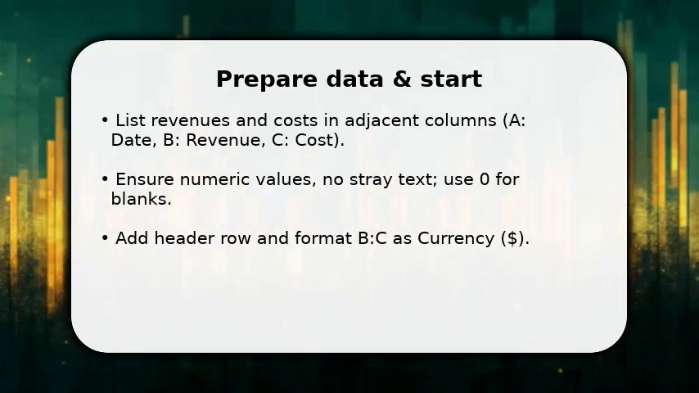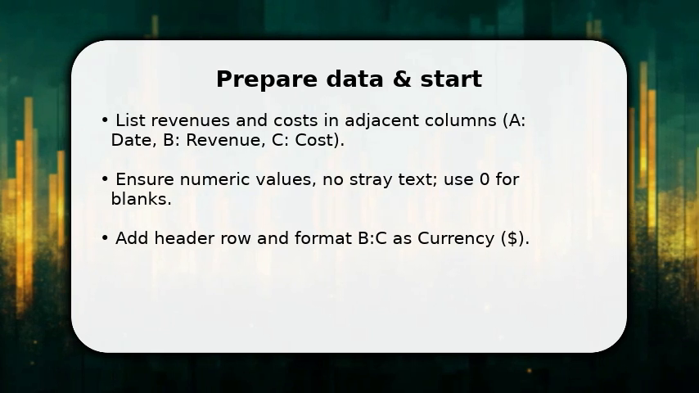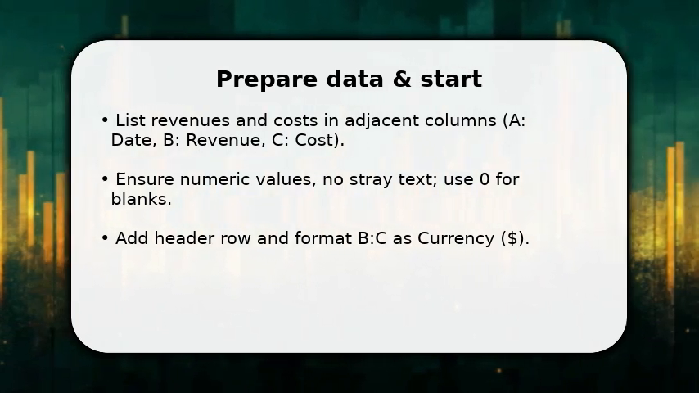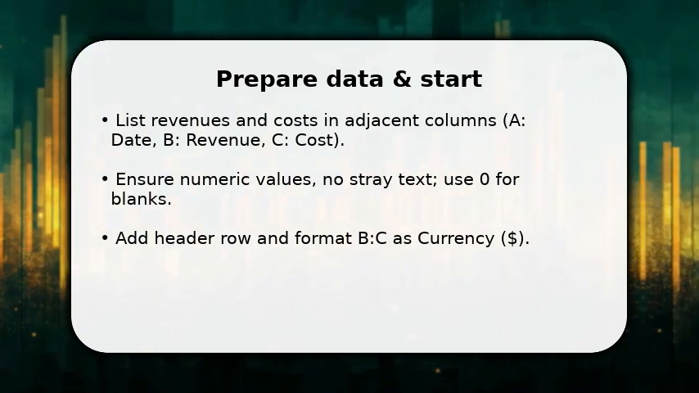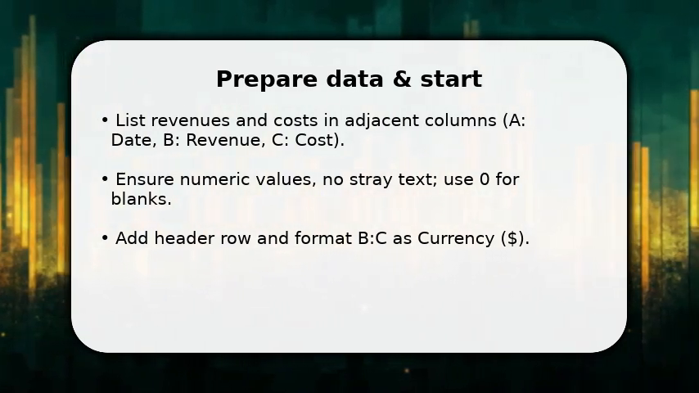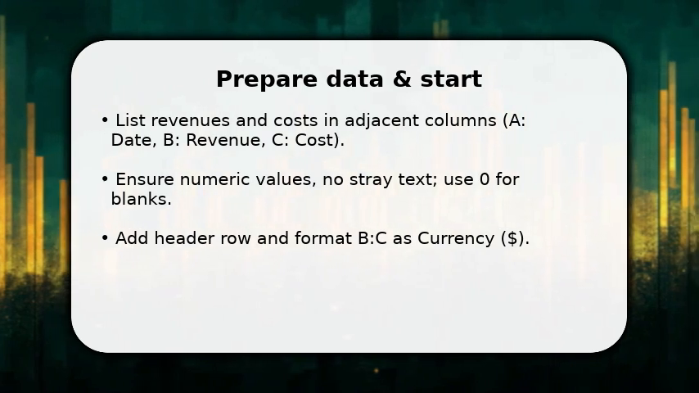You already have your sales and cost numbers. Now place them side by side so Excel can calculate. In column B, enter revenue, column C, enter cost for each line. Once done, format those columns as currency so totals read clearly.